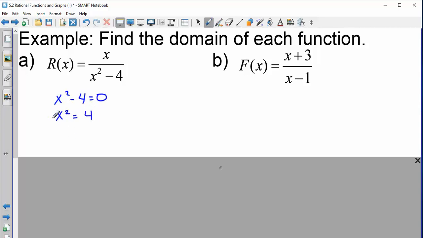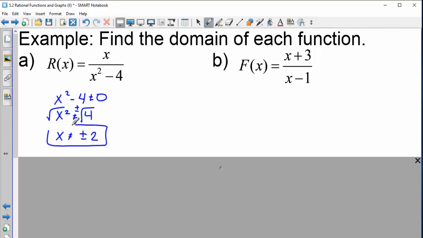So add your 4 over square root, plus and minus. Now, is my domain x equals positive and negative 2? X cannot equal... Okay, we know we could write that as an interval.